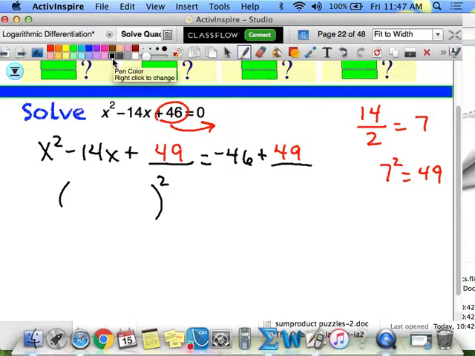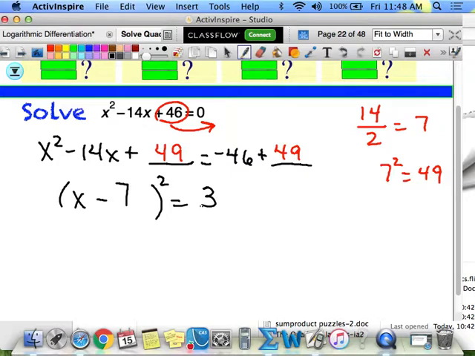Are you ready? This letter, this sign, half that number. Every time. This variable, that sign, half that number every time. If I were to write this down twice and multiply it out, I would get that. Equals, clean up the right-hand side. What's negative 46 plus 49? 3. So far, so good.